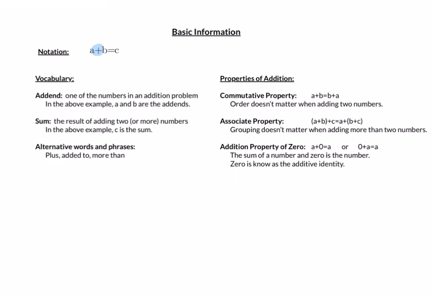We also want some alternative words and phrases. So plus, added to, and more than. If you see these in application problems or word problems, that means that we are talking about addition. Now we do want to talk about properties of addition. The first one we have is called the commutative property. And this is really important. What it means is order doesn't matter when adding two numbers. So for instance, A plus B is the same thing as B plus A.